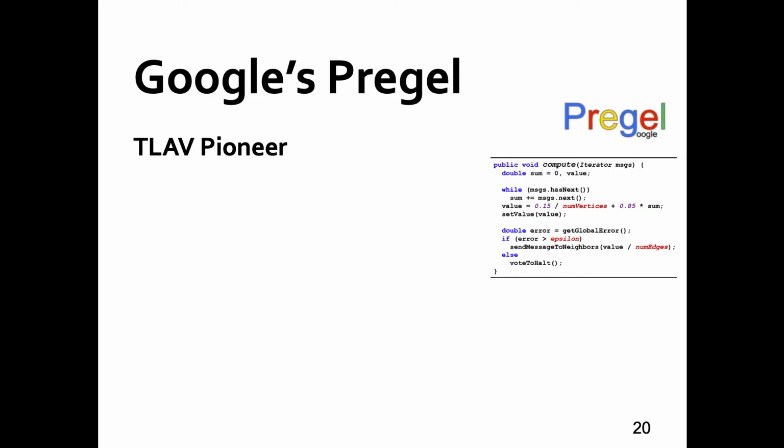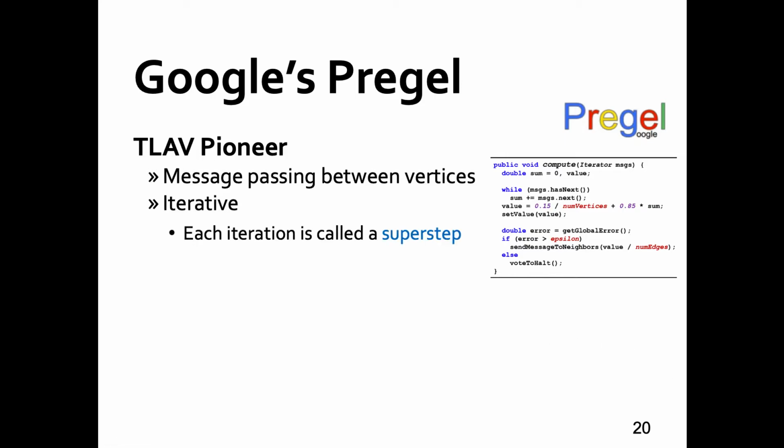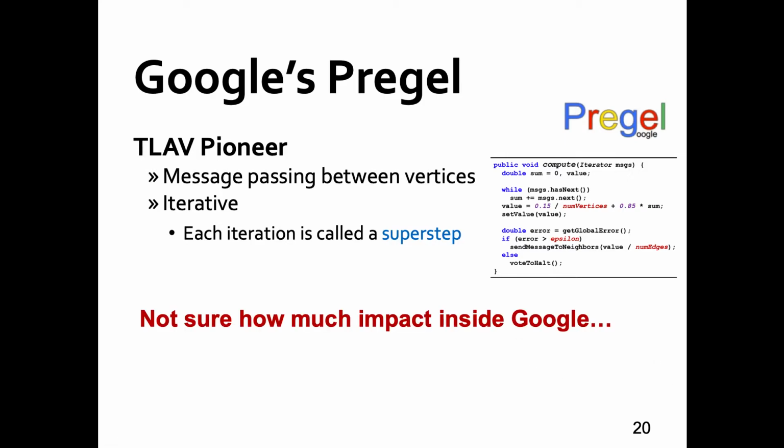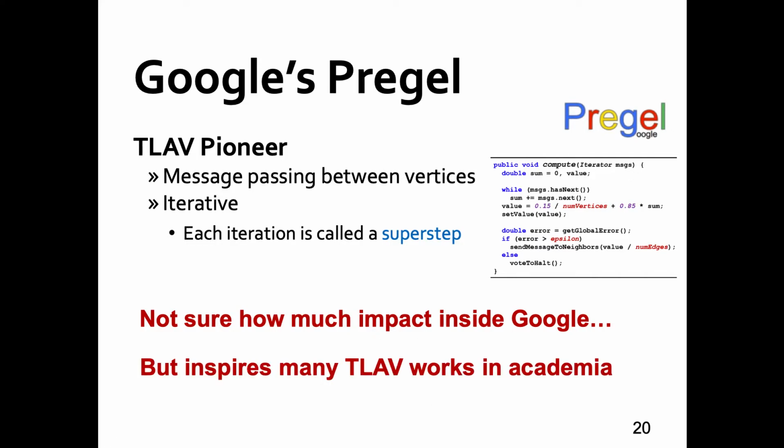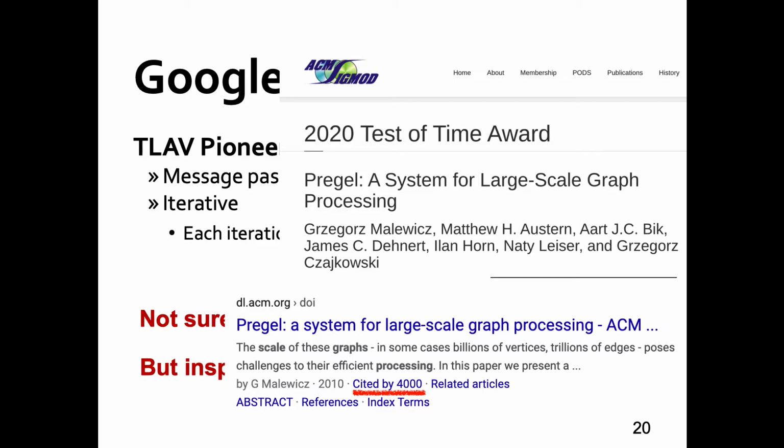Pregel's model is cleaner, without mirroring vertex and edge data. As we have indicated, Pregel is a pioneer of the TLAV model. Unlike GraphLab, where you directly take data from adjacent vertices and edges, a vertex passes messages to other vertices to propagate information updates. The computation is also iterative, where in each iteration, vertices pass messages to other vertices, and these messages will be received in the next iteration. I have not heard how much impact Pregel has inside Google, but it definitely has inspired much research on TLAV models in academia. The Pregel paper actually won the Test of Time Award in SIGMOD 2020.